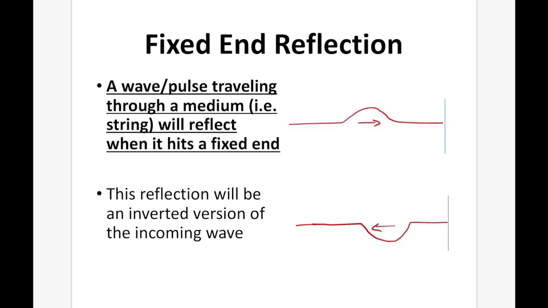Fixed end reflection. A wave pulse traveling through a medium, for example a string, will reflect when it hits a fixed end. And we can see that right here. So there's our fixed end right there. This reflection will be an inversion of the incoming wave. So you can see how we're up when we're going to the right, and then we're going to be down after we hit the fixed end, and we're going back to the left. Now this is going to be important later on.